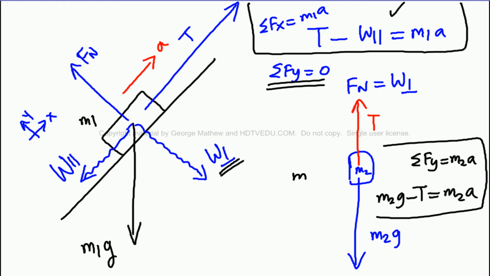For the mass M2, what do we have? Again, M2 is accelerating down, right? So you have acceleration down. So that means the force down has to be greater than force up. What is the force down? M2G. What is the force up? Tension. So M2G minus T equals M2A.